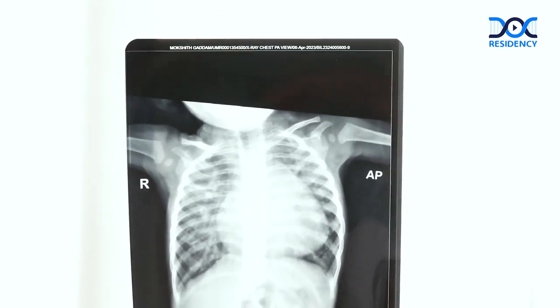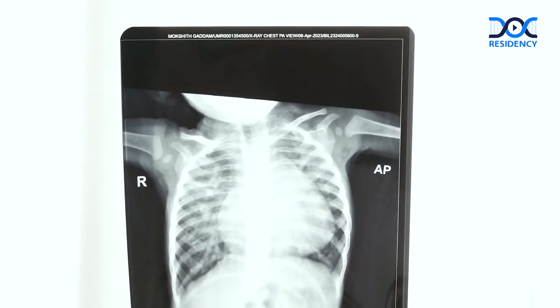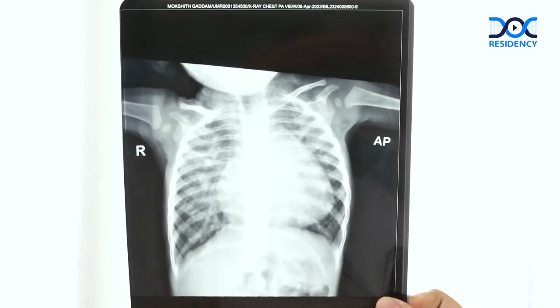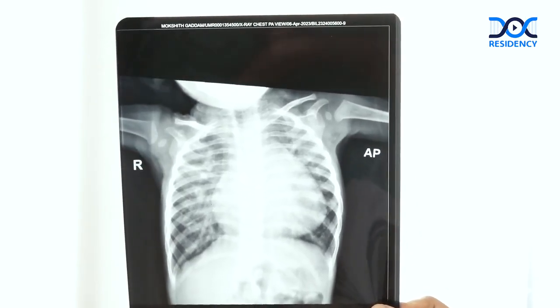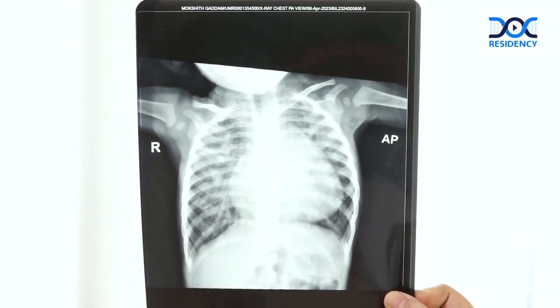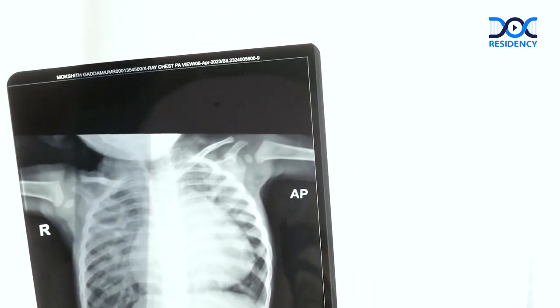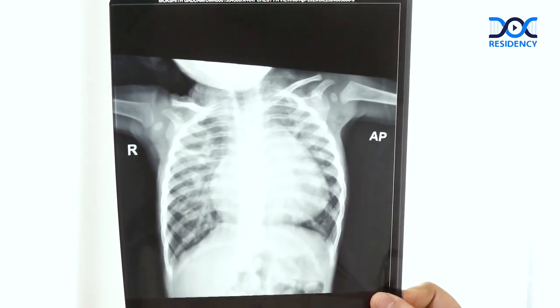So from the left to right shunt, where will the blood go? LV to RV. Will RV get dilated? No. RV will never get dilated. Why? Because at the same time when the LV is contracting, RV is also pushing out the blood into the pulmonary artery.